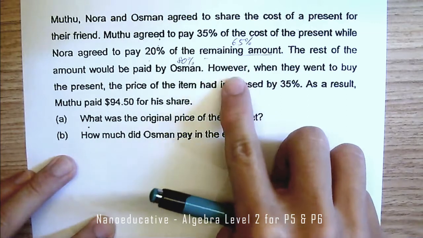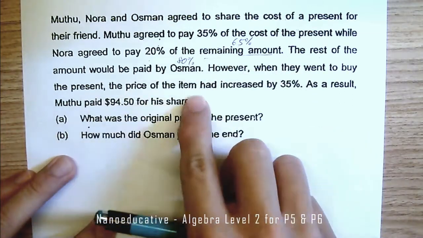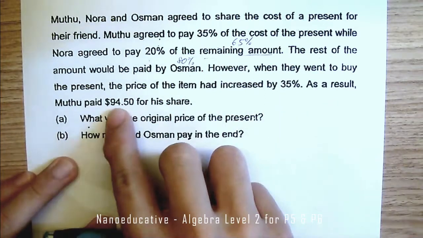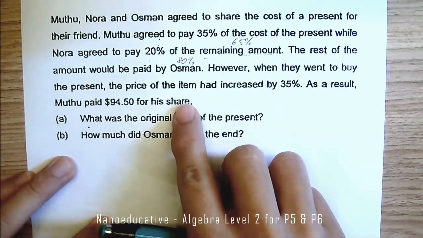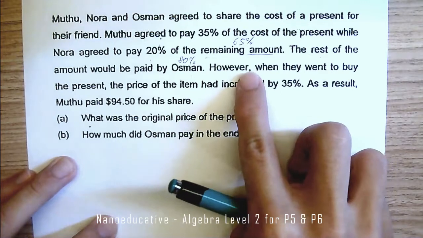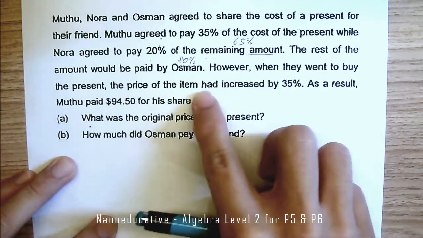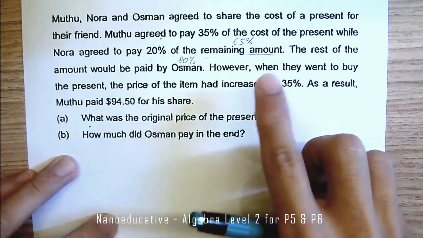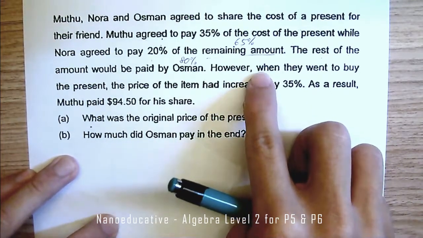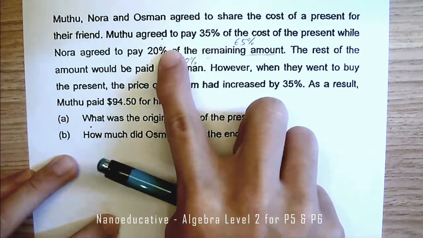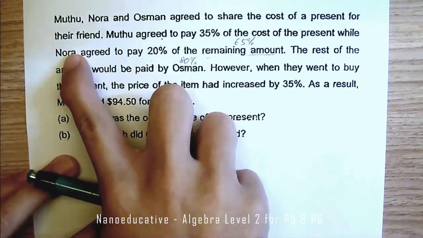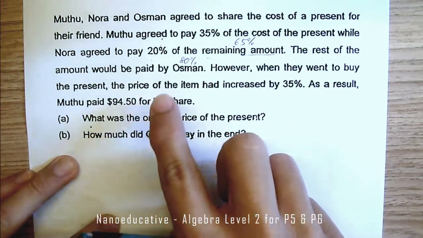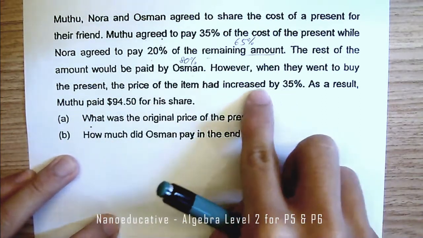They said, however, when they went to buy the present, the price of the item had increased by 35%. And as a result of that, Mutu paid $94.50 for his share. Now, let me stop you right there. Even though the price of the item increased, each of them still paid the same percentage. The percentage paid by each person is the same, just that the price is different. So do not get confused by this statement.